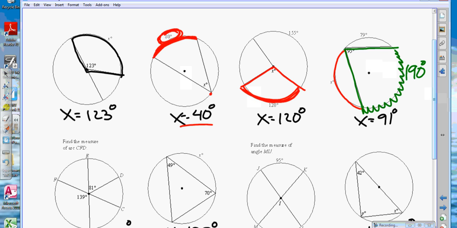Now think back to the last lesson. How many degrees is the entire circumference of the circle? It's 360. So what I can do is add my 79 and 190. I would get 269. Then I can subtract that from 360. And that's how I got my 91, using the information provided.